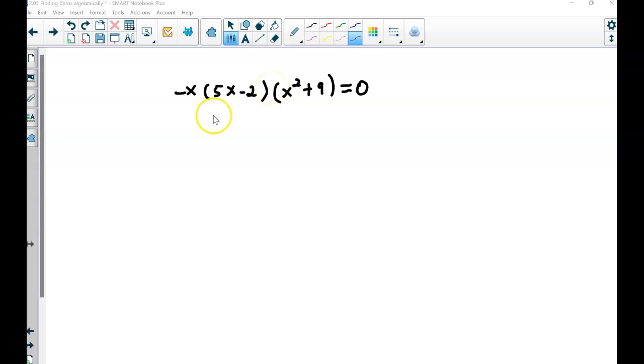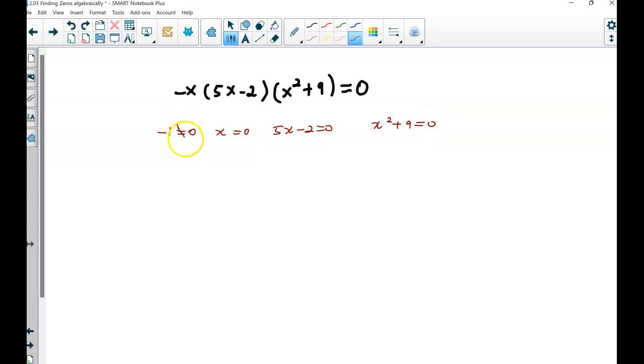So in this problem, you're asked to find all zeros, and some students are encountering the i, so it's easier for me to explain what it is. When you have something in factored form, you set each factor equal to 0. So that negative is really -1 equals 0, x is equal to 0, 5x minus 2 equals 0, and x squared plus 9 equals 0.